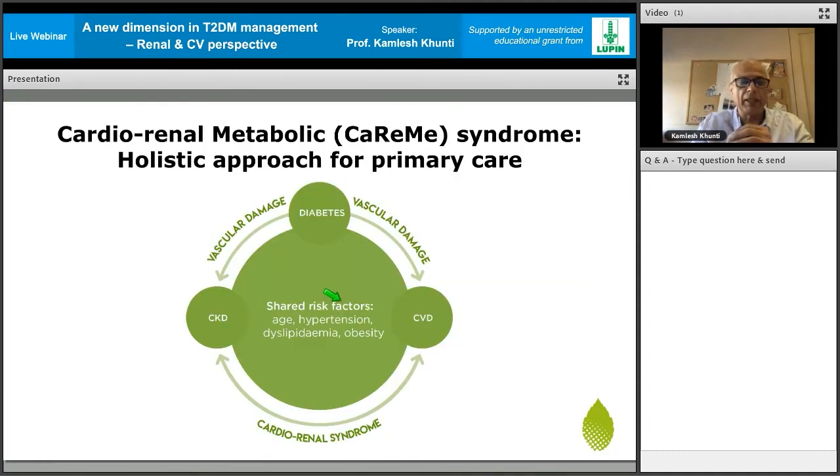So the CaReMe, the cardio-renal-metabolic syndrome, we need to now embrace that, and we need a holistic approach, especially in primary care where we manage the majority of these patients. I know in different healthcare settings it's different, but in the UK 90% of people with type 2 diabetes would be managed in a primary care setting, and we would be managing all of these risk factors in primary care.